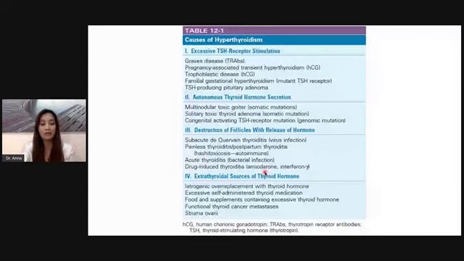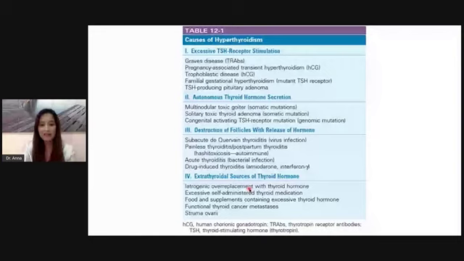Others would be extrathyroidal sources of thyroid hormone. So this is more thyrotoxicosis, not really hyperthyroidism. This could be an iatrogenic overreplacement with thyroid hormone. For example, you have a patient with hypothyroidism when you're replacing with levothyroxine and the dose is too high, then you can have thyrotoxicosis from excessive thyroid hormone intake.